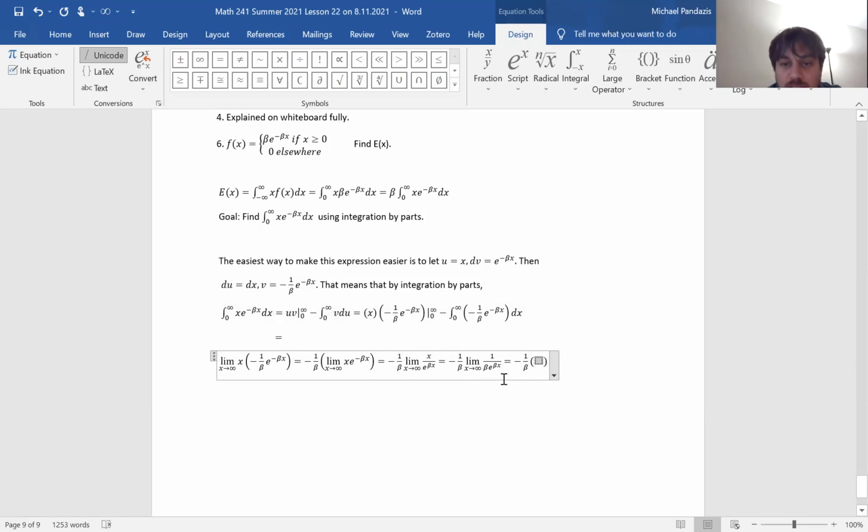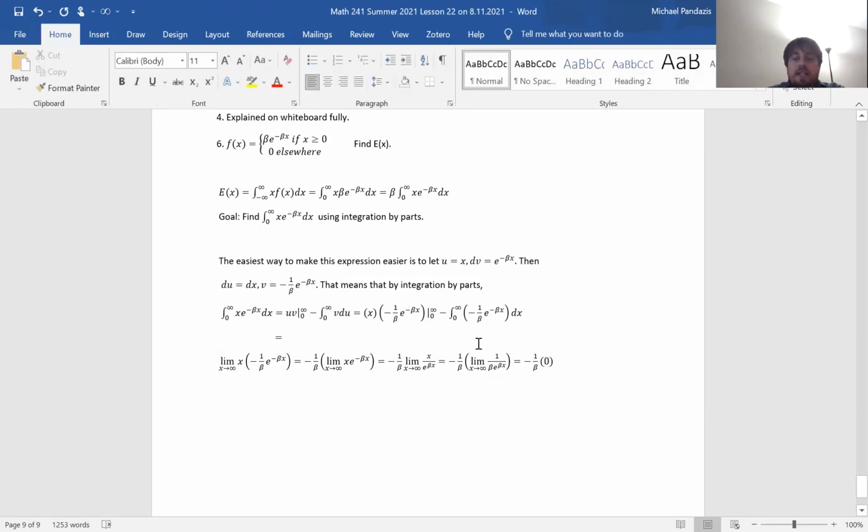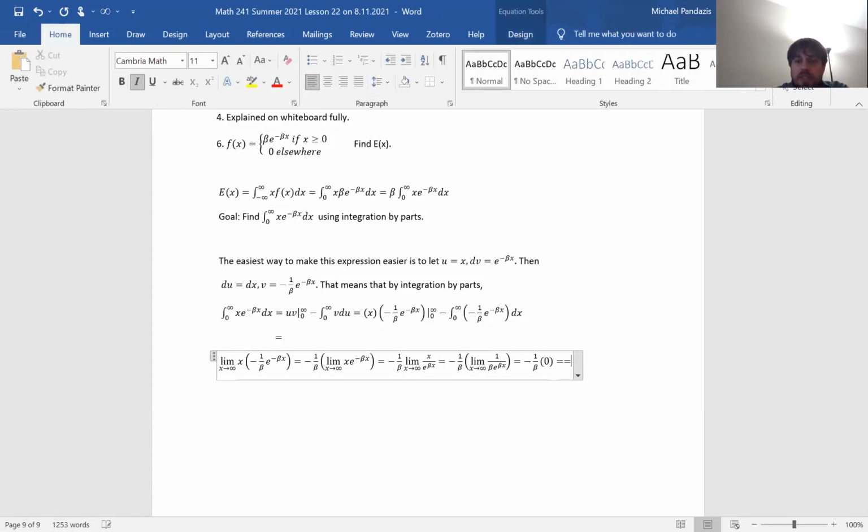I'm going to add parentheses here so that you can match the parentheses on the left with the parentheses on the right. So that limit is 0, and the product of negative 1 over beta times 0 is 0. I knew this was going to be 0, but I did all this work to show you it was 0. When you evaluate this at infinity, you get 0, and then minus, plugging in x equals 0, it's 0 times negative 1 over beta, which is 0. So 0 minus 0 is there.